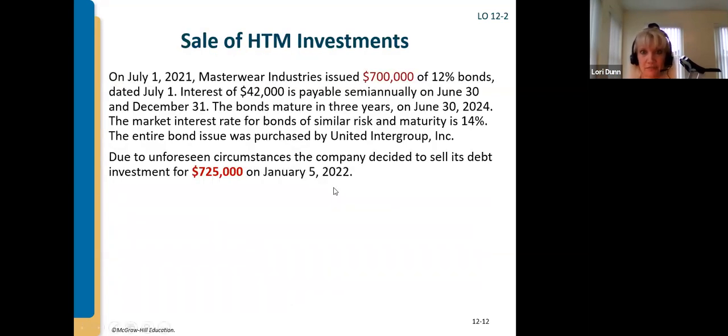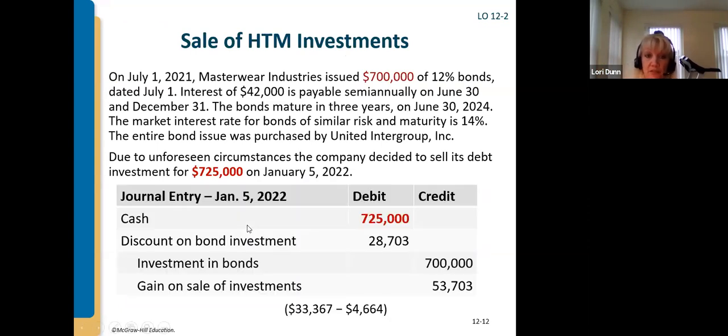Pretty straightforward there. Now what happens when we sell the held to maturity investment? So now they're going to sell it for $725,000. Just something happened. They didn't know. They thought it was going to be held to maturity. Oh, well, we screwed up. Well, it doesn't mean they can't sell it.